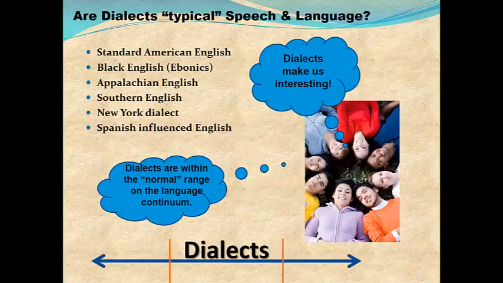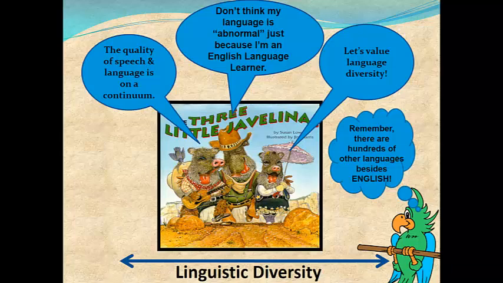Are dialects typical speech and language? Dialects make us interesting. Dialects are within the normal range of the language continuum. Examples of dialects include Standard American English, Black English or Ebonics, Appalachian English, Southern English, New York dialect, Spanish-influenced English. The quality of speech and language is on a continuum.